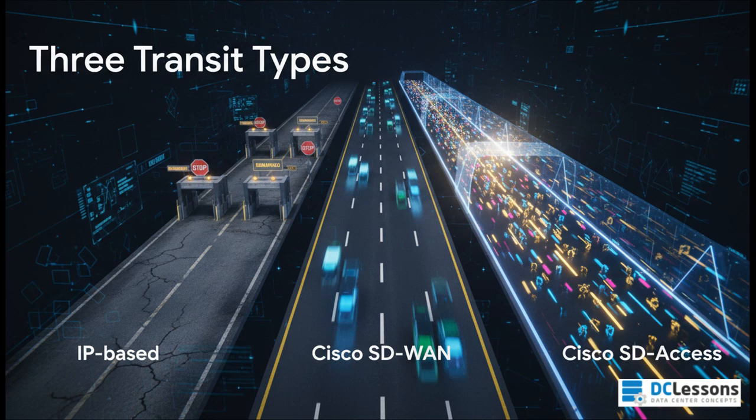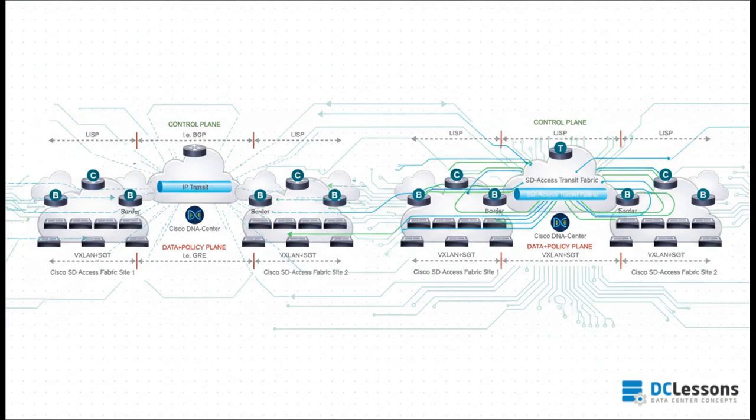You could use a classic IP-based network, you could use an SD-WAN overlay, or you can use the native SD-Access transit. For our purposes, we're really going to focus on comparing that old IP-based method with the new SD-Access method, because that's where you really see the innovation. This side-by-side really says it all, doesn't it?